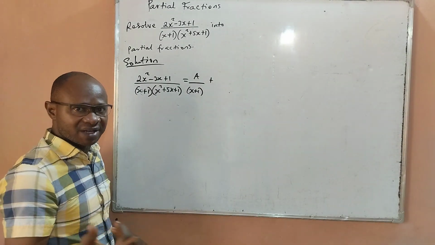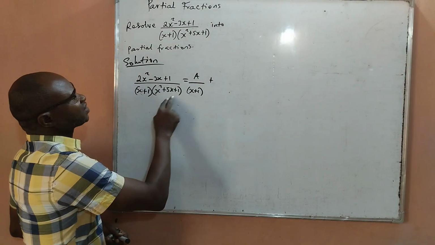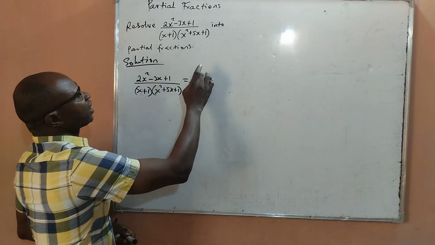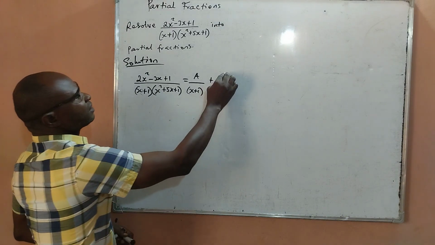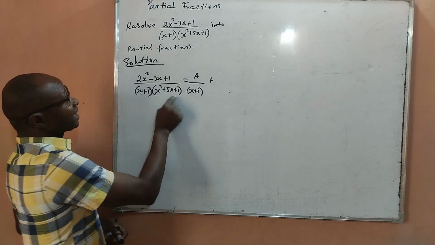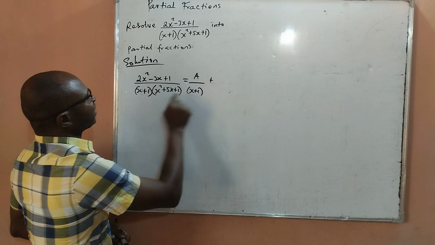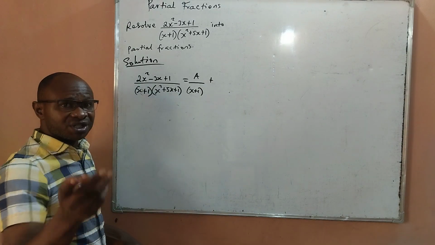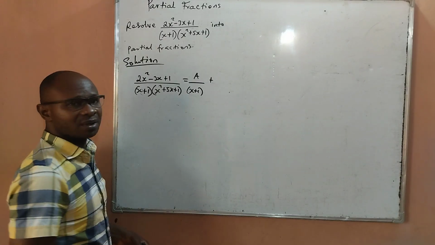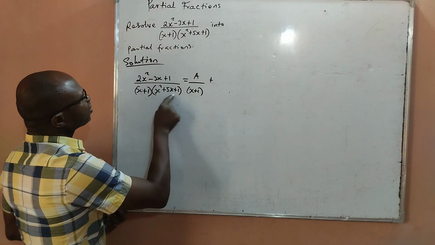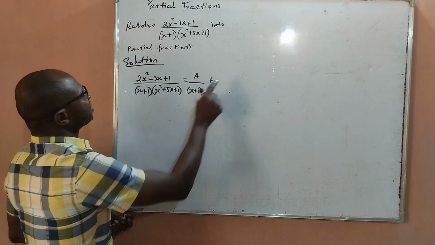Had it been factorizable, all we need to do is to factorize and then split all of them into A over the first bracket, B over the second bracket, and then C all over the third bracket. But it is not factorizable. Therefore, because it is not factorizable, we are going to put it this way.